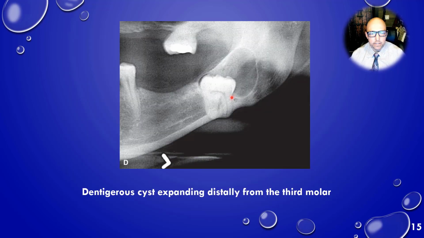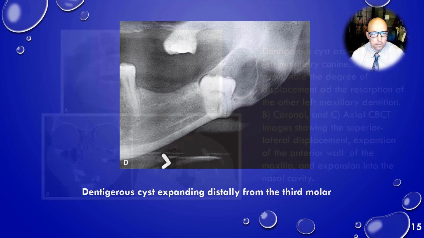Another example where at the distal it attaches at or near the CEJ, and the mesial just looks like a normal follicular space around the crown of the tooth, expanding a little bit into the ramus as well.